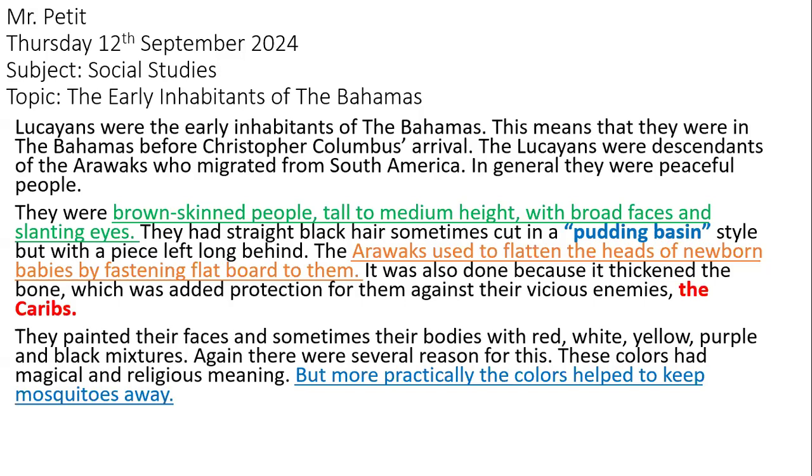Again, Calvin. What was the reason why they painted their faces? Because they help keep the mosquitoes away. Thank you. They helped them to keep the mosquitoes away.